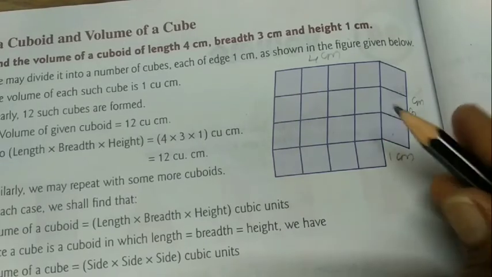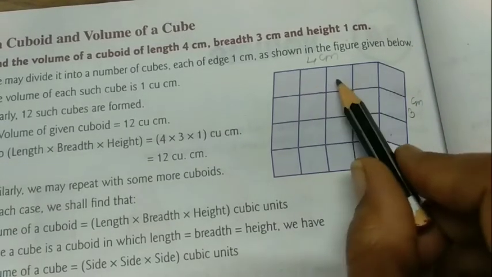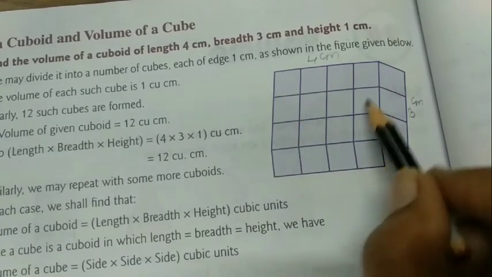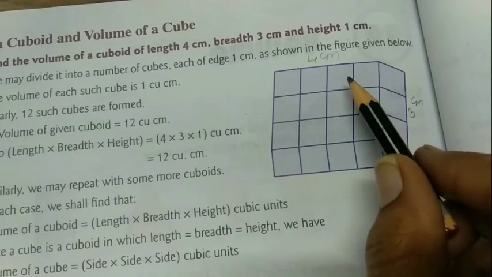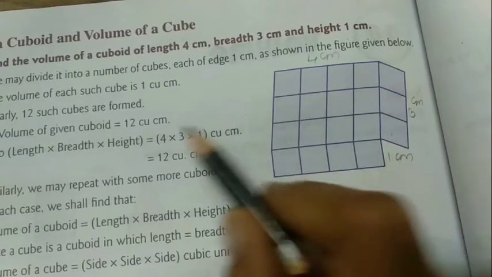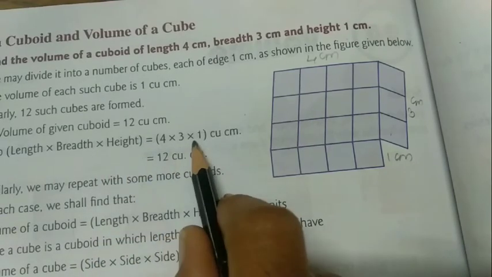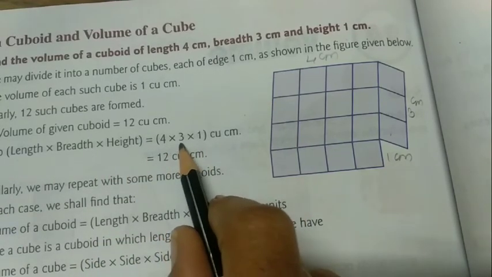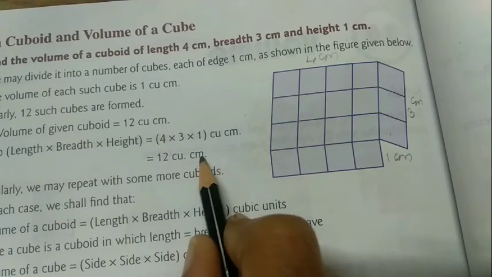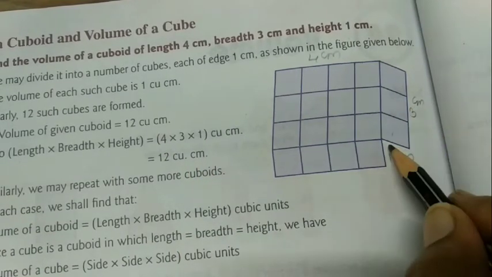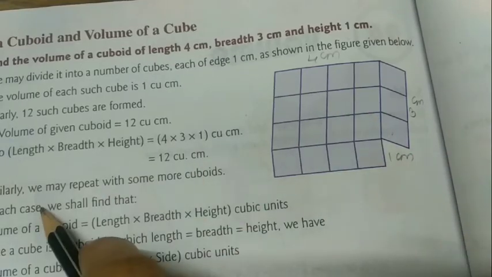So how many cubes are there? See, 1, 2, 3, 4, 5, 6, 7, 8, 9, 10, 11, 12. For the length, 12 cubes. So see here, length into breadth into height: 4 into 3 into 1. 4 3s are 12, 12 1s are 12, 12 cubic centimeter. And these sides are attached with this only, so this will make a cube. So total 12 cubes are there.